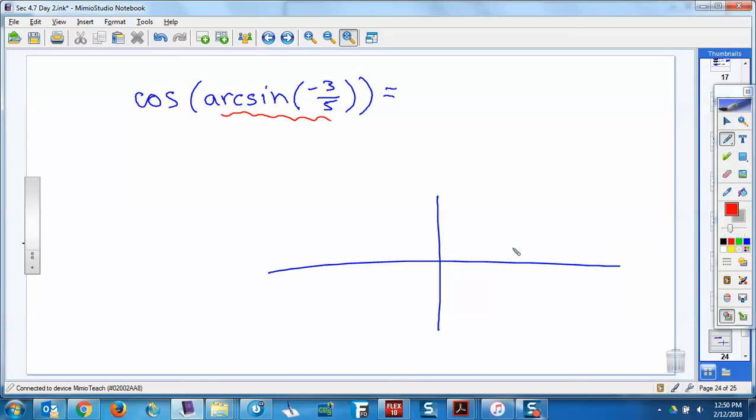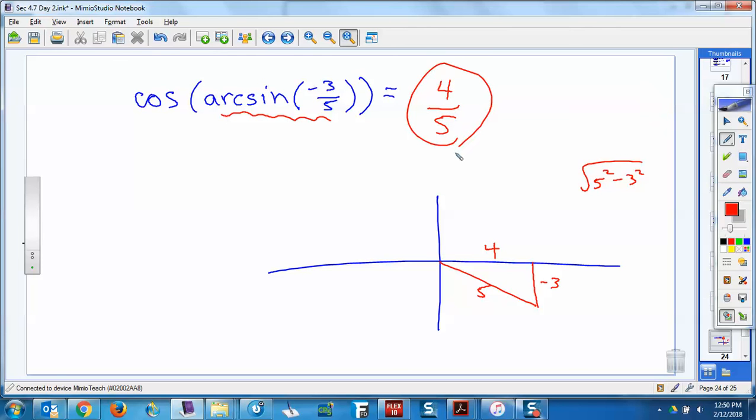What quadrant are you in? It's got to be in 4, doesn't it? Arc sine is either going to be in 1 or 4. Negative 3/5. So what's this side here? 5 squared minus 3 squared. 25 minus 9 is 16. Oh, it's 3, 4, 5. Okay, so what's the cosine of that? 4/5.